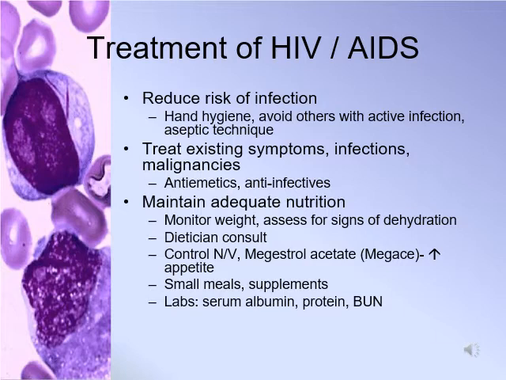The megestrol acetate, this is the Megace that I mentioned before. This particular medication actually increases the appetite. It doesn't necessarily control the nausea and vomiting, but it does stimulate appetite. So sometimes they'll use that in combination even with an antiemetic.